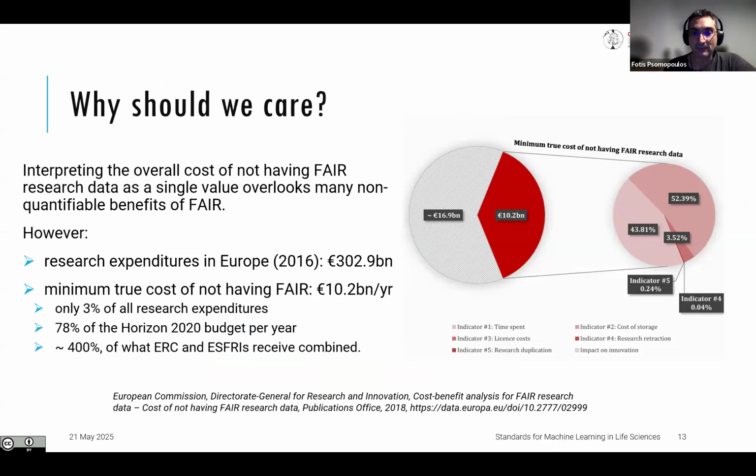And again, I'm stealing this slide from 2018 from the Commission, when they did a cost analysis of not having FAIR data specifically in this case, and they realized that the cost of not having FAIR data is about 10 billion per year, which is roughly 8% of the Horizon 2020 budget per year. Or, to put it differently, it's about 400% of what ERCs and infrastructures are getting combined. Although it's not that much of the overall research expenditure in Europe, like 3%, if you look at it from the point of view of what it costs for our own research when it gets to us as funding support, it's a quite substantial amount.